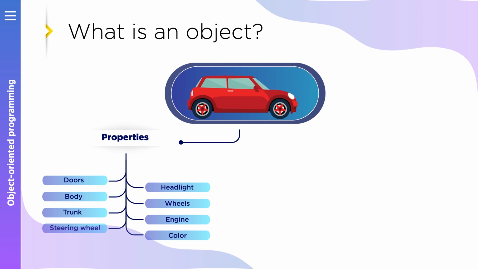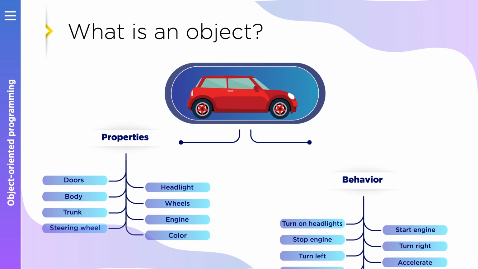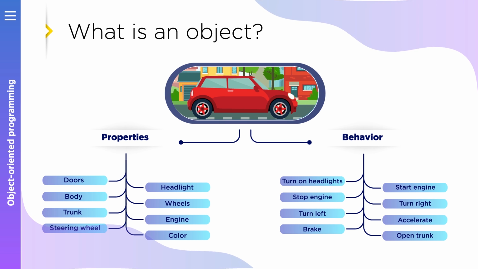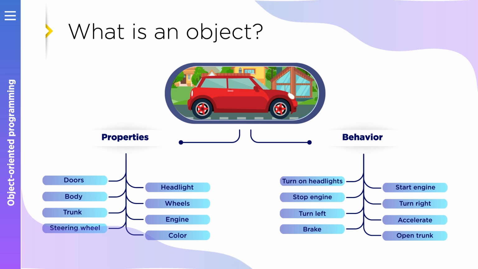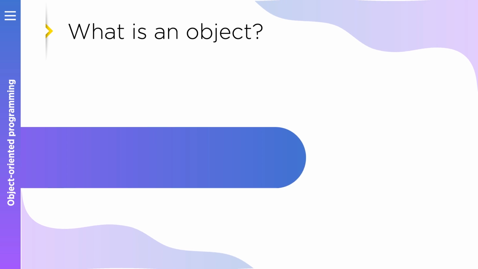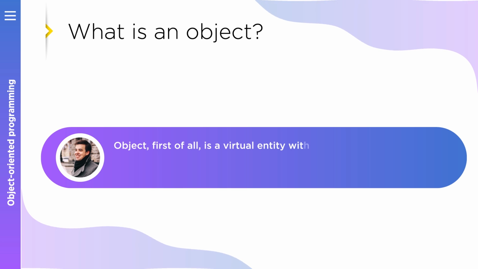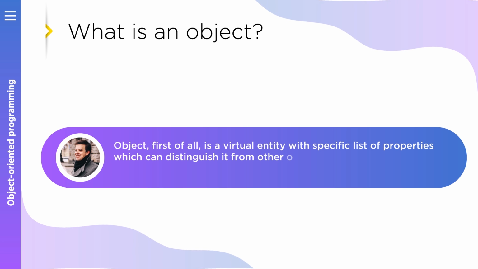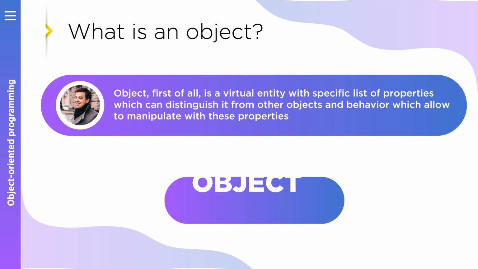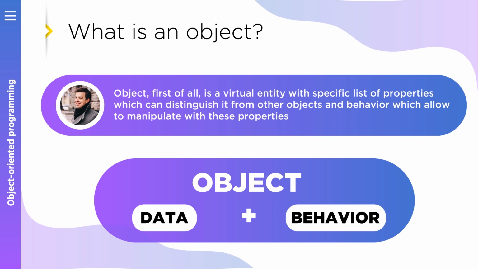What does this car need to become an object? This car needs to have behavior which will allow it to manipulate its own data, the properties we have listed. We call this behavior methods. Imagine that the car has such behavior as turn on the headlight, or start the engine, or turn right, or turn left, and so on. In case our car has such behavior, we can call it an object. Now let me share with you my own definition of object. An object, first of all, is a virtual entity with a specific list of properties which can distinguish it from other objects, and behavior which allows it to manipulate these properties. In other words, data plus behavior equals object.